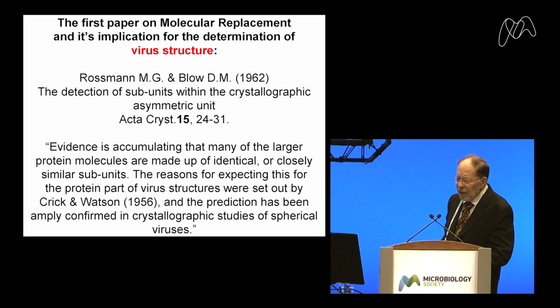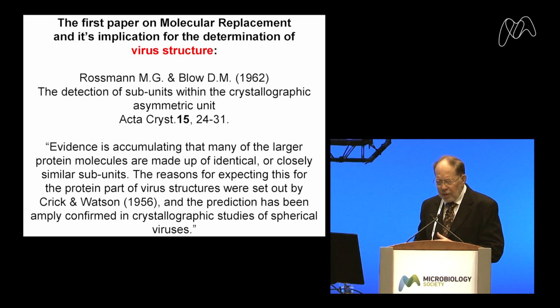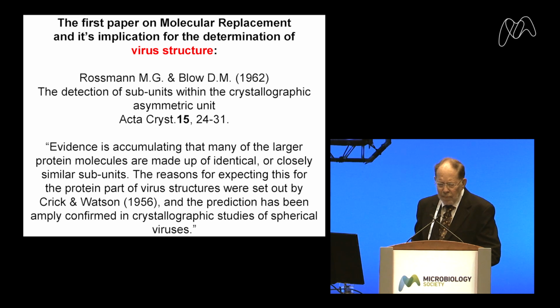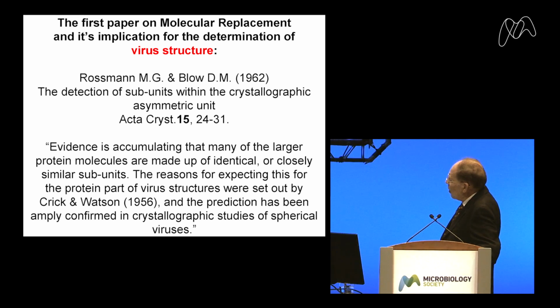Now, in addition, seeing the relationship between the alpha and the beta chain in hemoglobin made me wonder whether that could have been discovered without all the work on heavy atoms. And as you see here, I wrote really the first paper on what's now called molecular replacement.